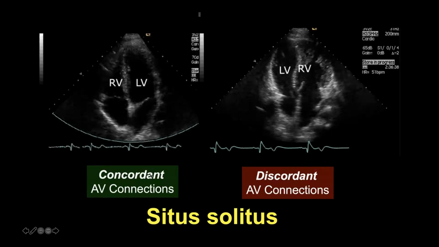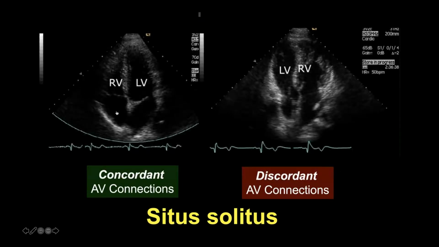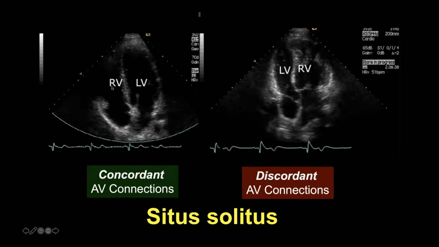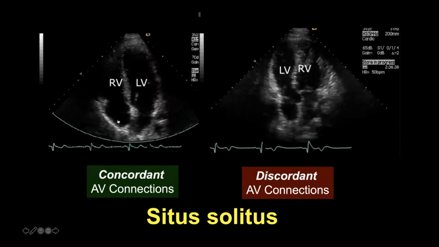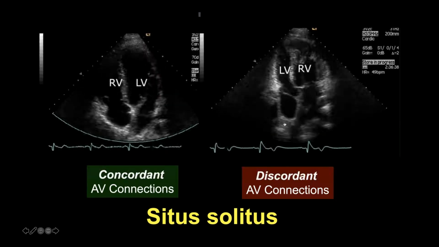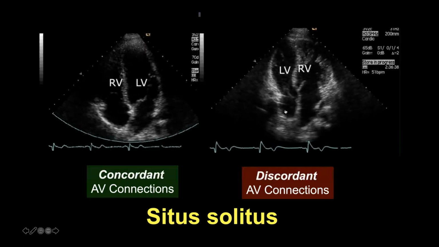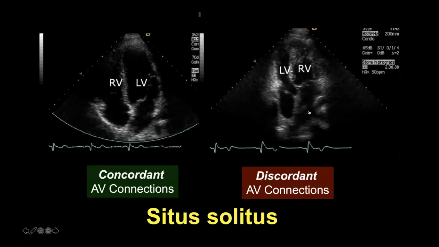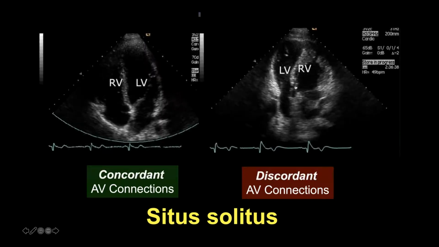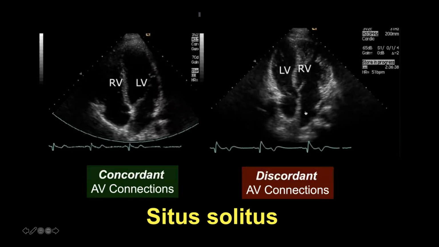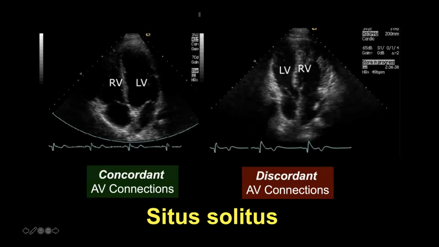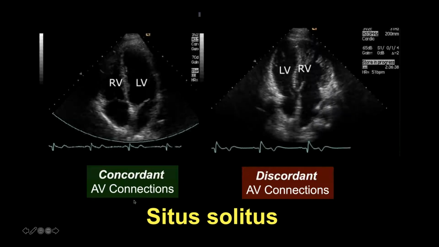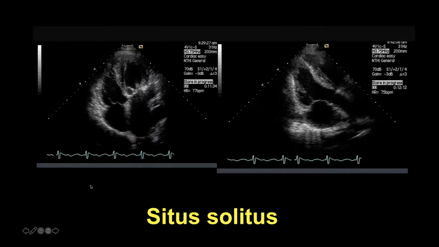So in a patient with situs solitus, the right atrium here, the left atrium here, that connects with the right ventricle and the left ventricle. So we have a concordant AV connection. But in this patient with situs solitus, the right atrium here, the left atrium here, and you see here, this is a right ventricle. So the left atrium connects to a right ventricle and the right atrium to the left ventricle. You have a discordant AV connection.